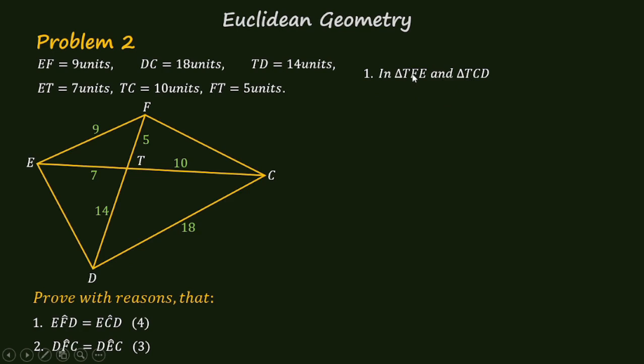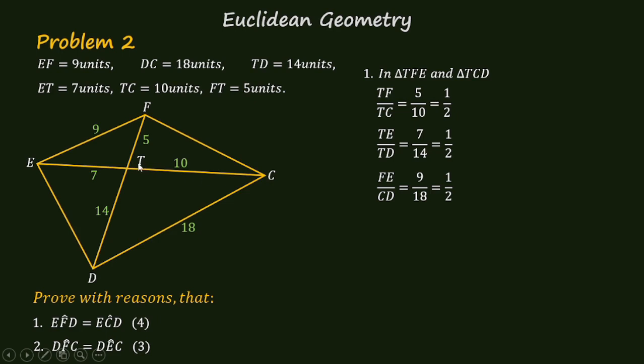If we try to express their sides as ratios, let's see what we get. If we say TF over TC, that gives us 5 over 10, which simplifies to 1 over 2. If we take TE over TD, that will give us 7 over 14, which simplifies to 1 over 2. If we take FE over CD, that will be 9 over 18, which simplifies to a half. Look at these sides here. TF, 5, TC, 10.